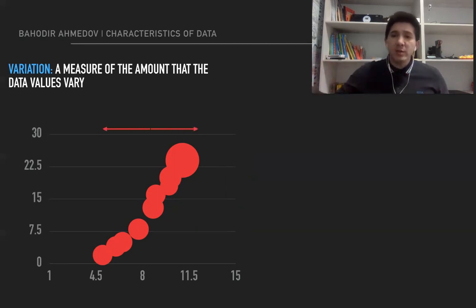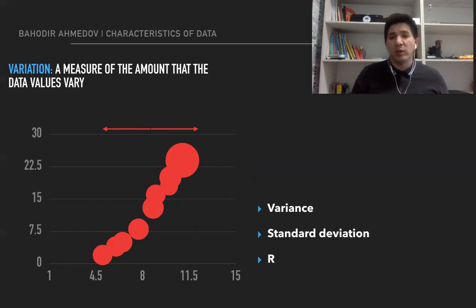Throughout this course, we're going to learn how to calculate the variation numerically using such concepts as the variance, the standard deviation, or the range. Depending on the data set, these concepts are going to tell us numerically whether the data values are spread or not spread.